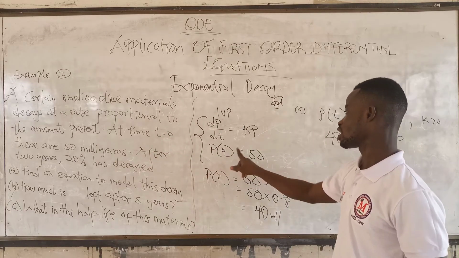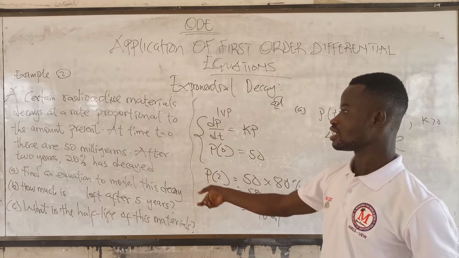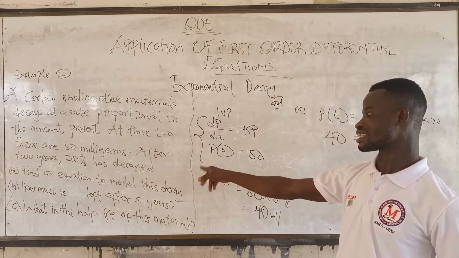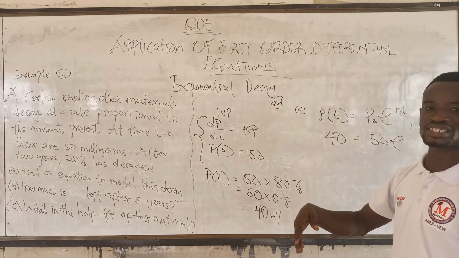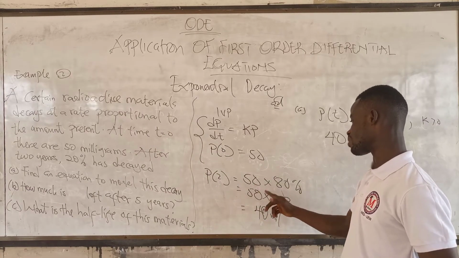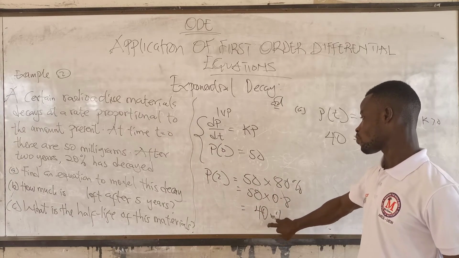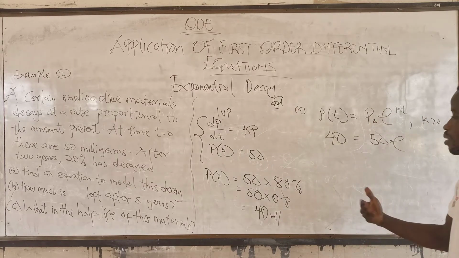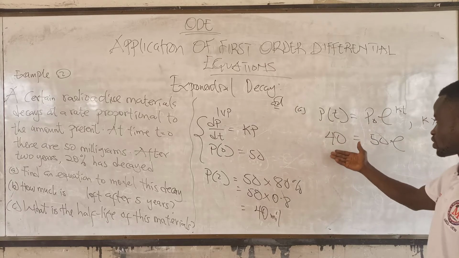So at P naught, we have 50 milligrams. But the question continues to say that after 2 years, 20% has decayed. That means that 80% did not decay. So you multiply that by this, and you are going to get that for that. Very good. So that represents the P of T.